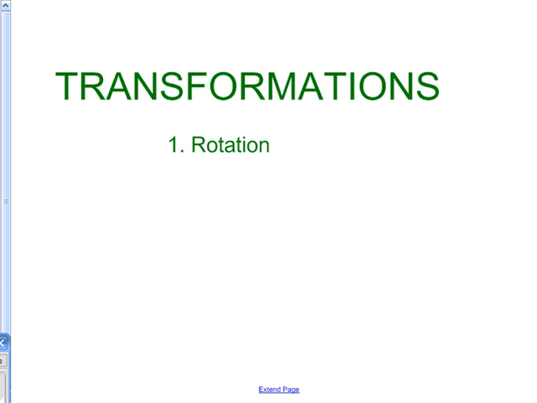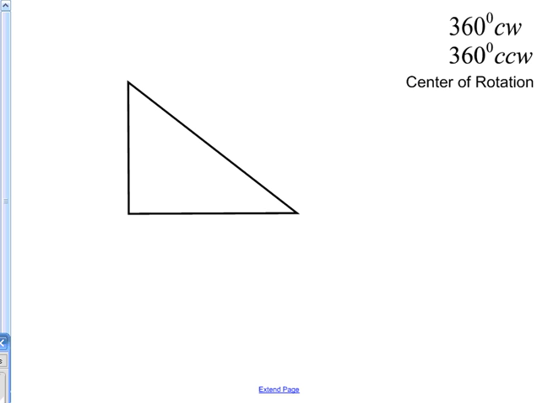One of the ways a transformation can occur is known as a rotation. What would this look like? Well, here's a simple right angle triangle. At least it appears to be a right angle. Until you see a perpendicular intersection, you can't call it a right angle triangle. So we'll just call this one a triangle.